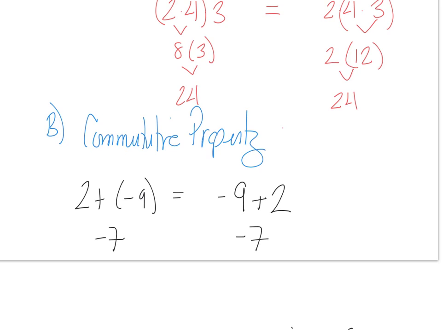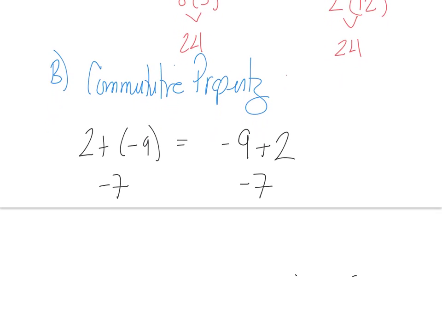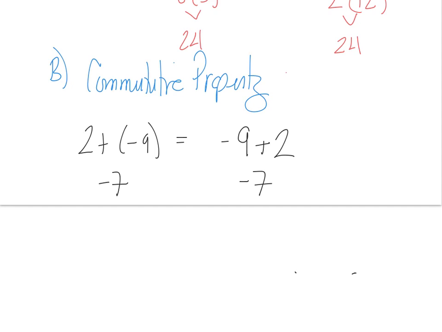The commutative property also works for multiplication. So if I were multiplying two numbers together, if I was taking 5 times negative 3, or if I wanted to switch them and put negative 3 times 5, either way my answer is going to be negative 15. So again, I can put an equal sign there. So the commutative property works for addition and multiplication, and you can switch the order of your numbers.